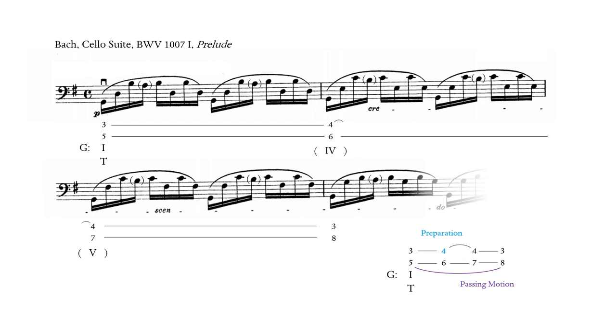Recall from the video on anticipation chords that the fourth is the only dissonant interval that is permitted to be used as a preparation for a suspension in strict counterpoint. The dissonant suspension itself is shown on the other end of the slur, and a diagonal line is used to show the resolution of the suspension down by step.